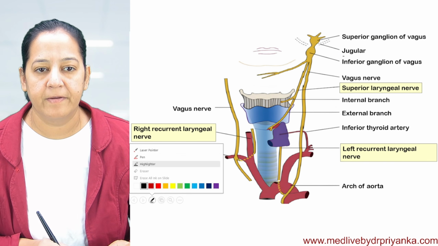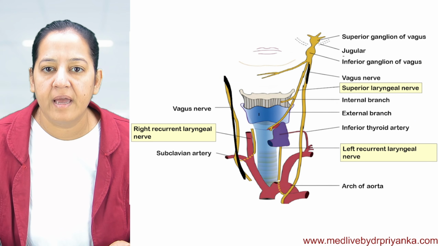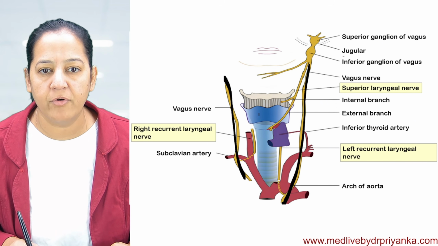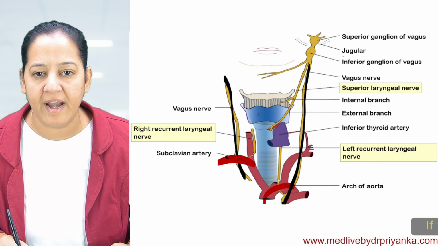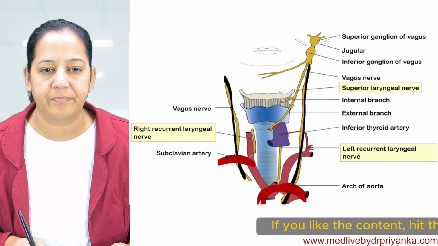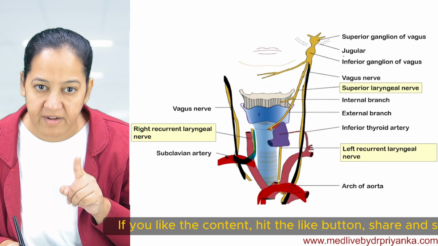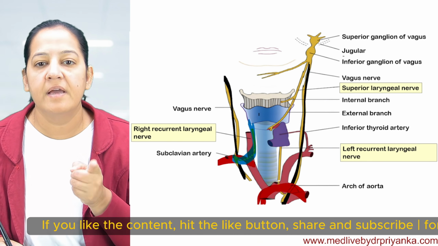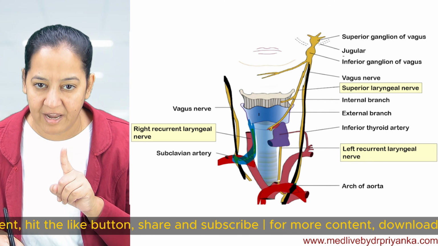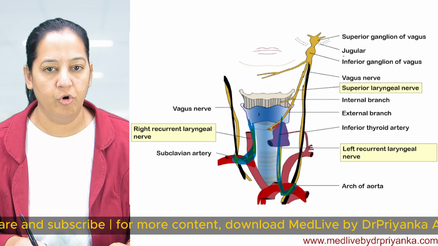You can see, first highlight the two vagus. This is the right vagus and this is the left vagus. Then highlight the two arteries which I am talking about. This is the subclavian artery and this is the arch of aorta. Now see the two vagus, see the two RLN. So the right RLN arises at the level of the subclavian artery from the right vagus, and the left RLN arises from the left vagus at the level of the arch of aorta and then ascends upward. I hope you all got it.